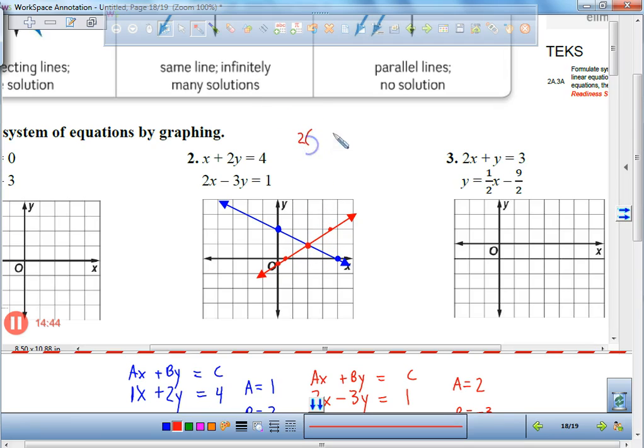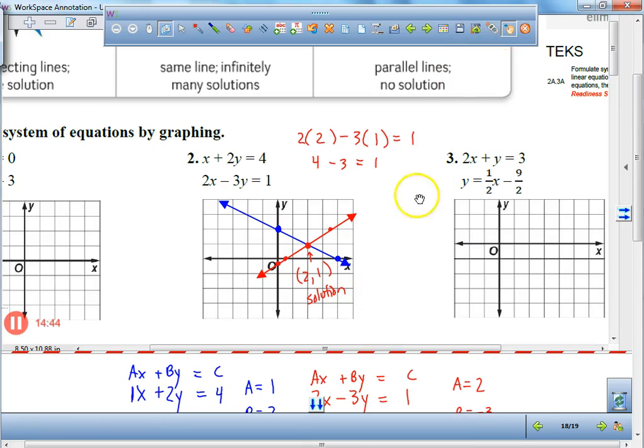Now I'm going to check it. Ready? I'm going to check to see if this solution actually works with the red graph. What is my ordered pair right there? What's my solution at? What would you guys say? Over 2 and up 1. Let's see if this works. 2 times 2 is 4. Is 4 minus 3 1? So it does work. And what do we call this? We call this a solution.